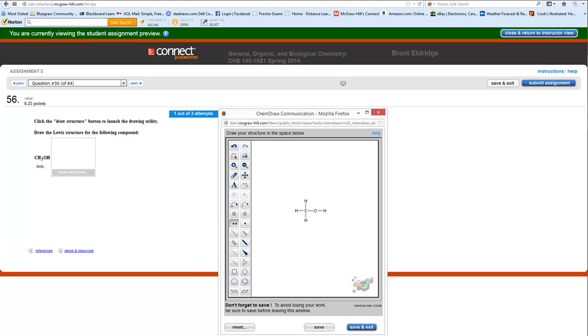There's 4 valence electrons for carbon. There's 6 valence electrons for oxygen. That's 10. And then 10 plus 4 is 14. So we got 2, 4, 6, 8, 10.